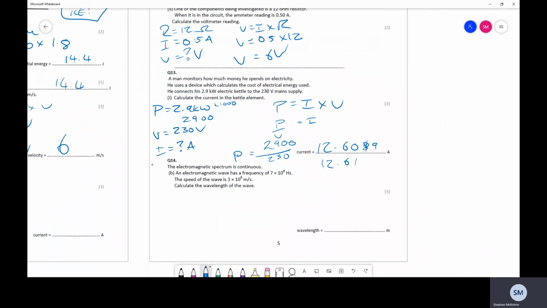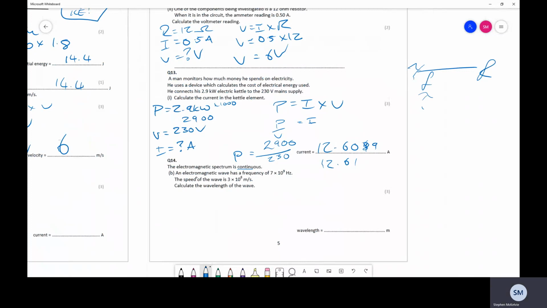The electromagnetic spectrum is continuous, and that just means that between the gamma rays and the radio waves, the waves have essentially the same properties. However, they have differences in frequencies and wavelengths that tell them apart.